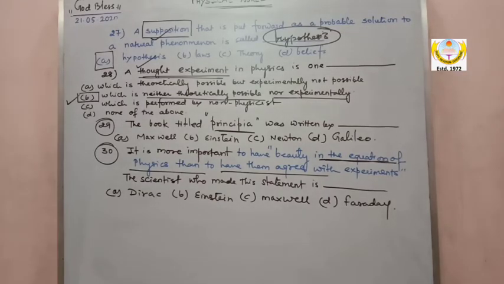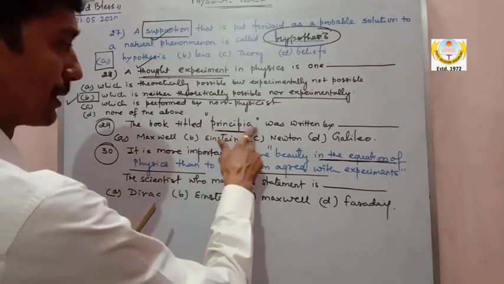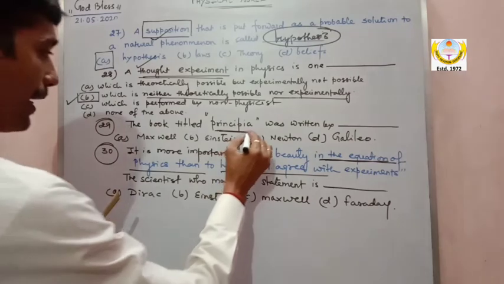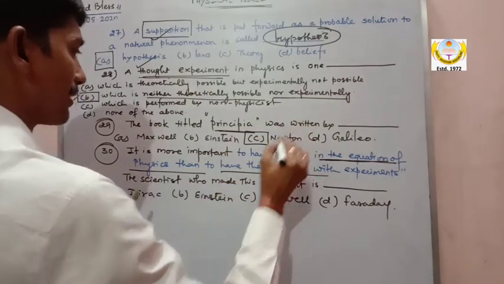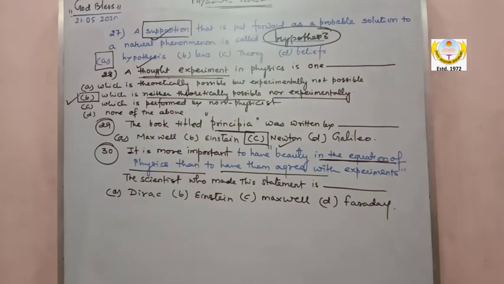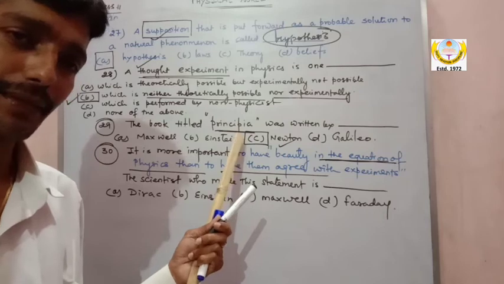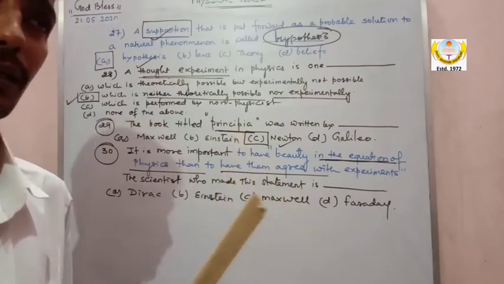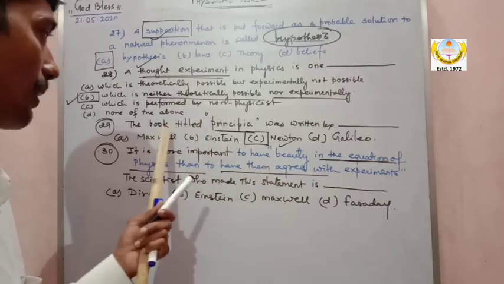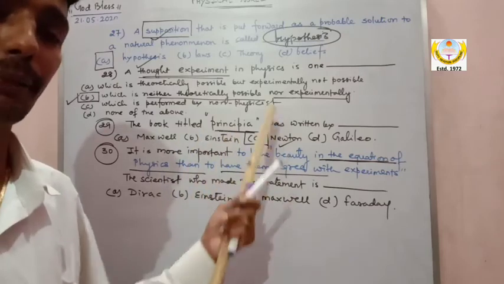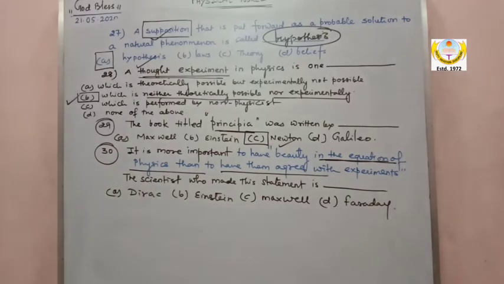You all know that book title, I hope this is a very famous book. I'm sure many of you know this book very well. The book title Principia was written by a great scientist called the father of motion, that is Newton. It is on the governing laws of motion, my dear. So the book titled Principia was written by a great scientist, Isaac Newton, is the right answer.